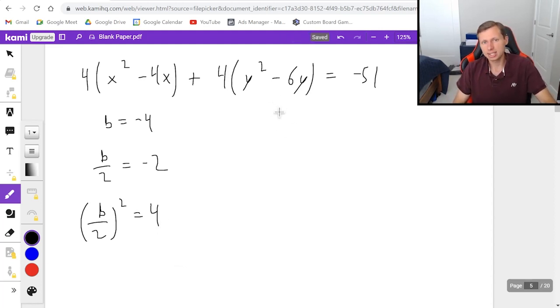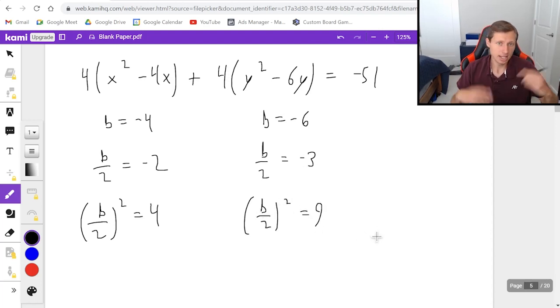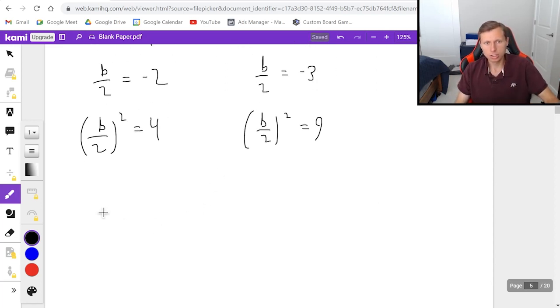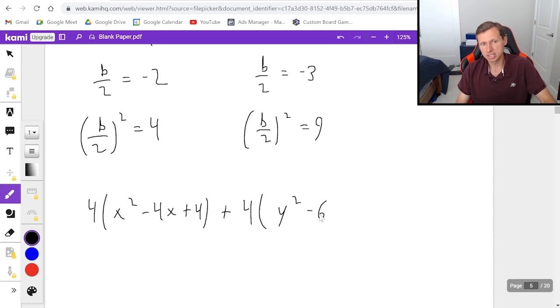Then for the y's, it's going to be b equals negative 6. B over 2 would therefore be negative 3. And then b over 2 squared, that's going to be positive 9. And that's what I add to both sides. But you do have to be careful when you're adding that to both sides. And let me show you why. So first, we have 4 times the quantity, x squared minus 4x plus 4. And then plus 4 times y squared minus 6y plus 9.